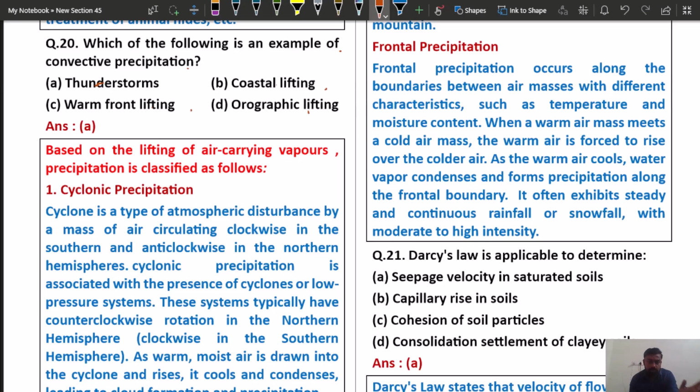If you are talking about examples of cyclonic precipitation, coastal lifting is related to cyclonic precipitation. This is related to orographic precipitation.